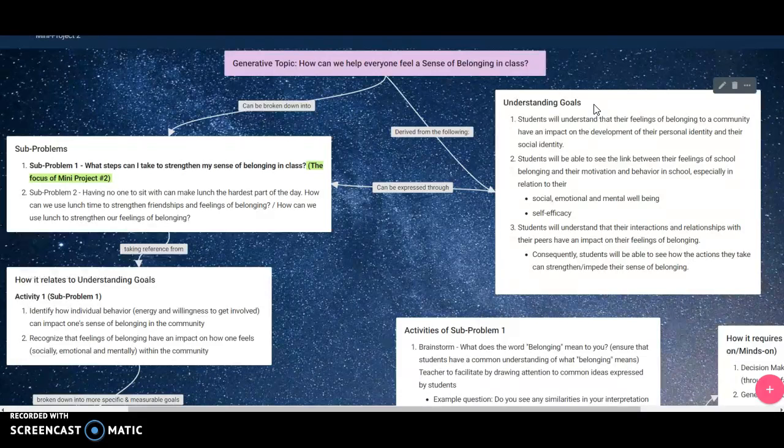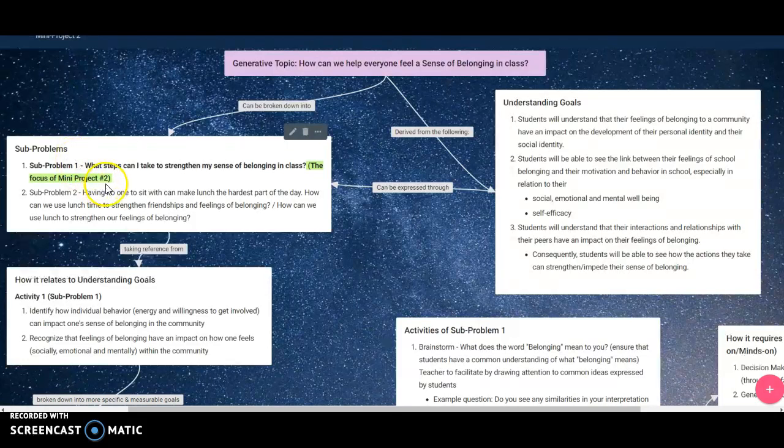These goals were crafted to ensure that they were more relatable to students and that they represented knowledge and skills which students would benefit from acquiring. To achieve these understanding goals and help students answer the generative topic, we came up with 2 subproblems, each related to specific activities for students to carry out.